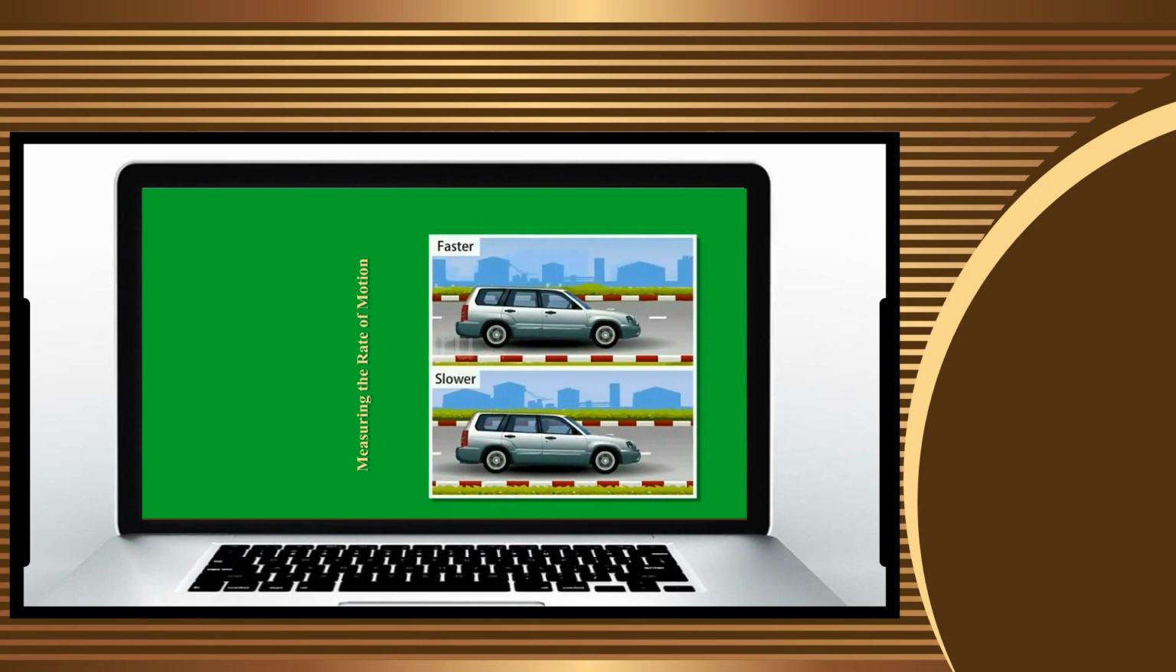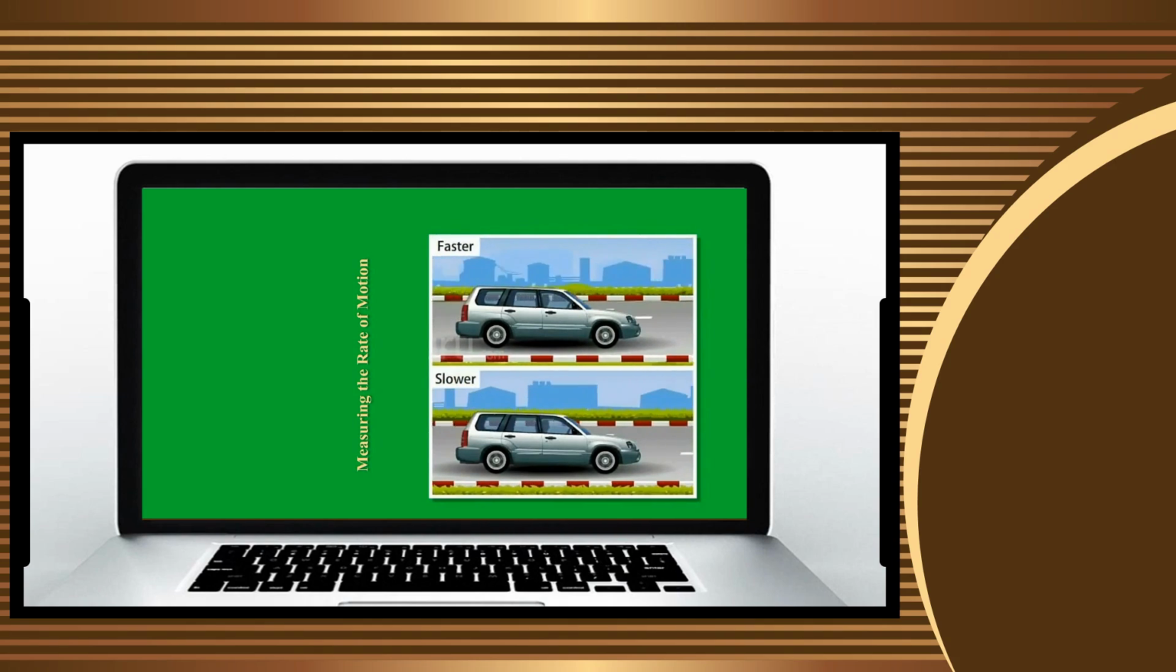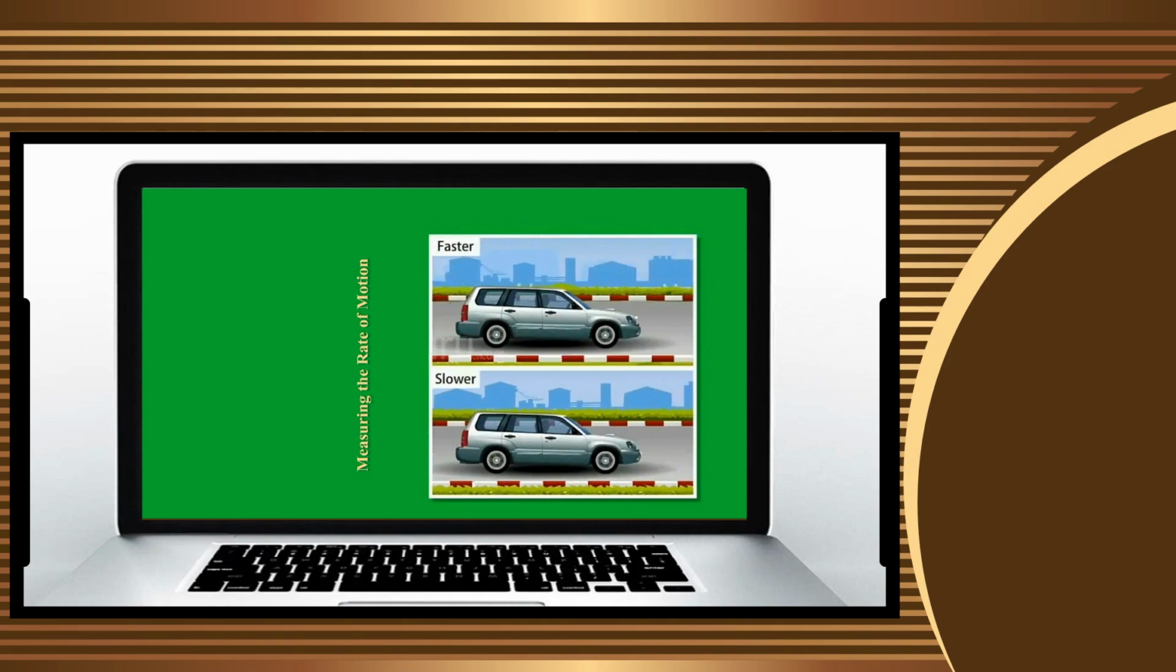The rate of motion of an object can be measured by finding out the distance travelled by the object in unit time. The SI unit of speed is meter per second. In most cases, an object will be in non-uniform motion. Therefore, we describe the rate of motion of such an object in terms of its average speed. Average speed is equal to total distance travelled divided by total time taken.